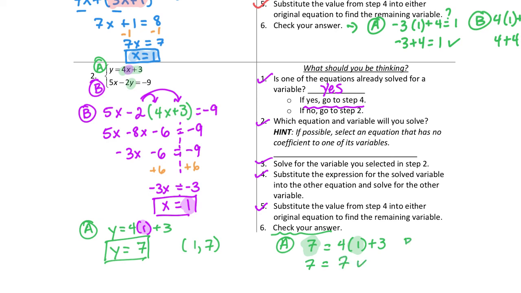So A checks out. B, we replace the x with the 1 and the 7 goes for the y. When we simplify, 5 times 1 is 5 minus 14. Does that equal -9? And it does. 5 minus 14 is -9. So it checks out, and that means that 1, 7 is definitely my solution.